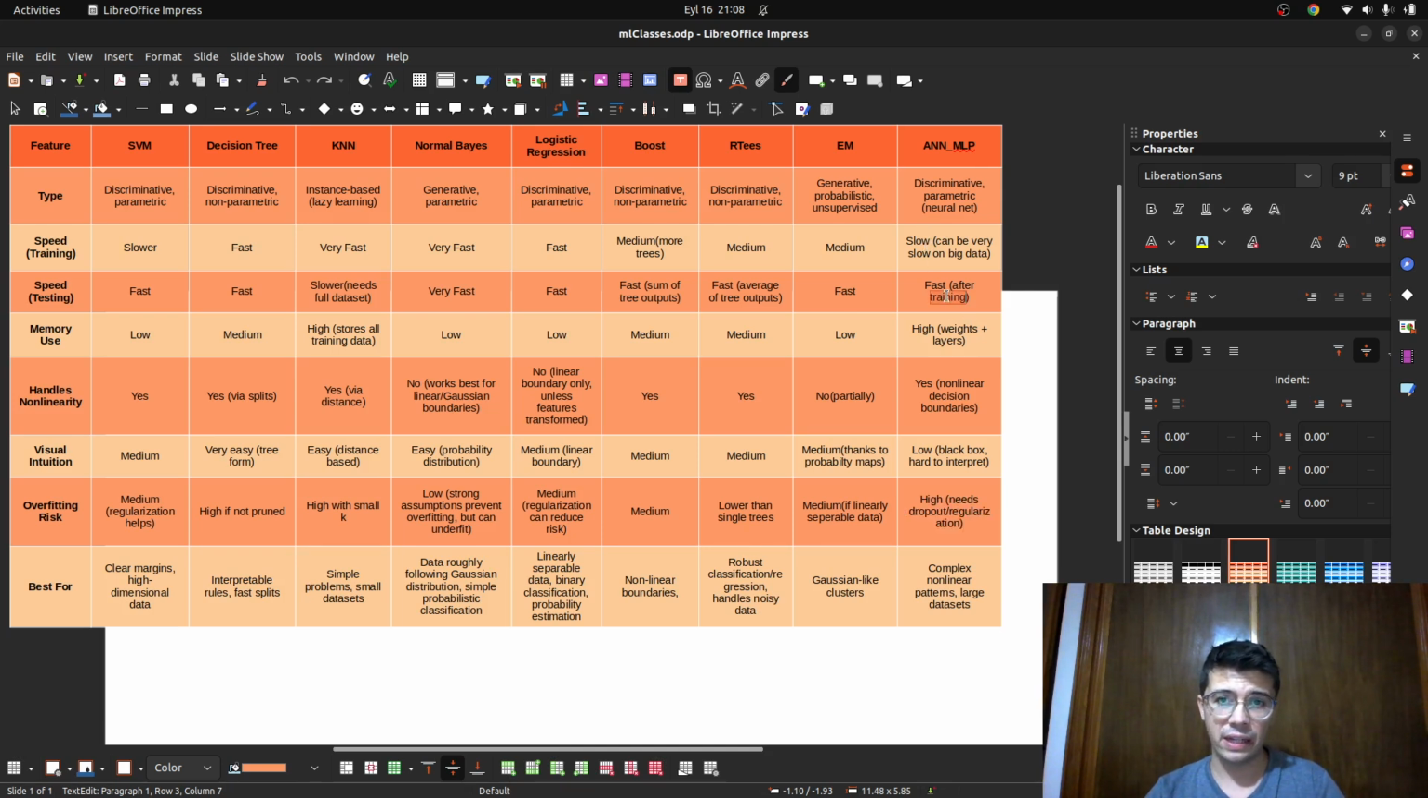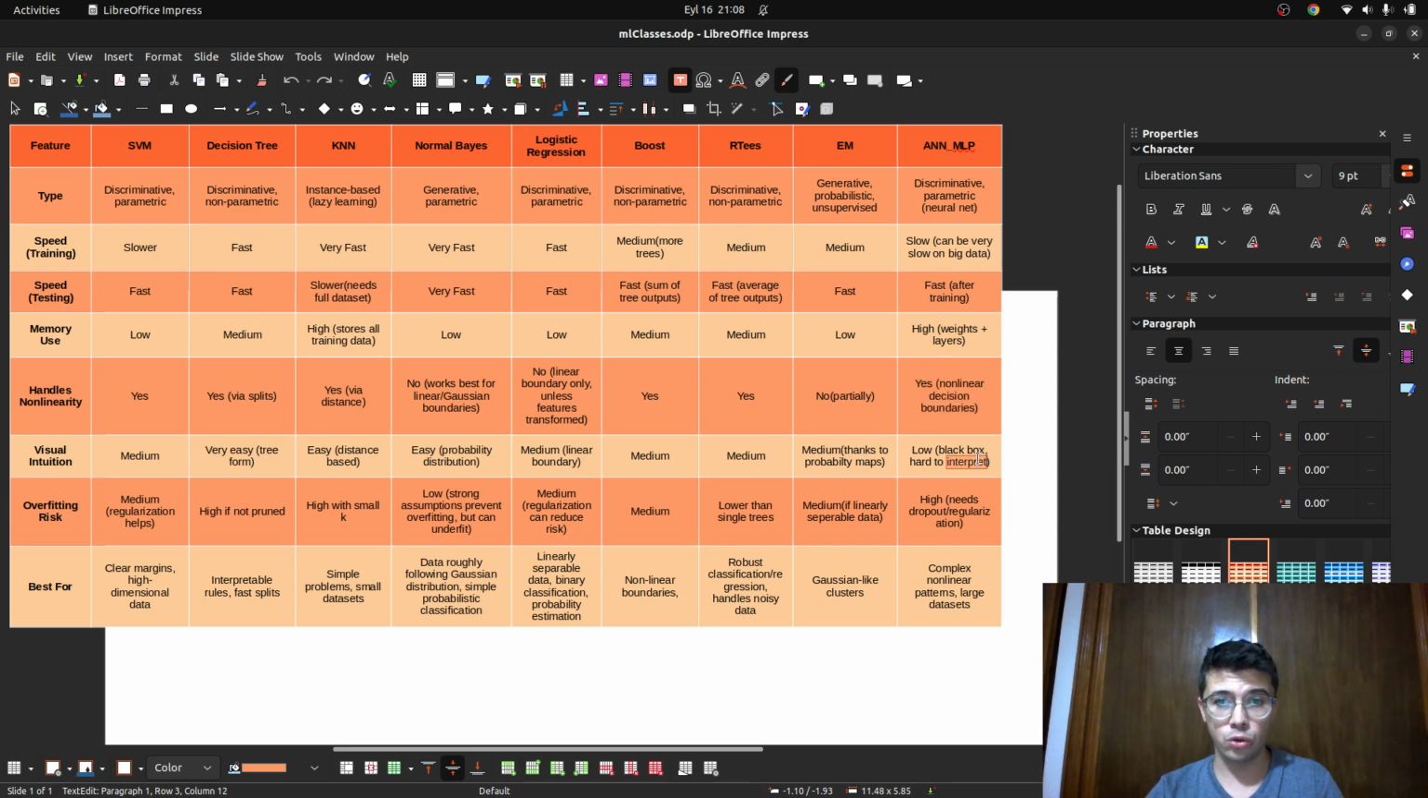But speed is going to be faster since it's getting the weights and the layers set. Memory use is high because there are many configurations about the weights and the layers. Getting those is going to increase the memory use. And also nonlinearity, I can say especially for complex nonlinear patterns, ANN MLP is the best one compared to the others, of course if you set the layers well for your specific data set.